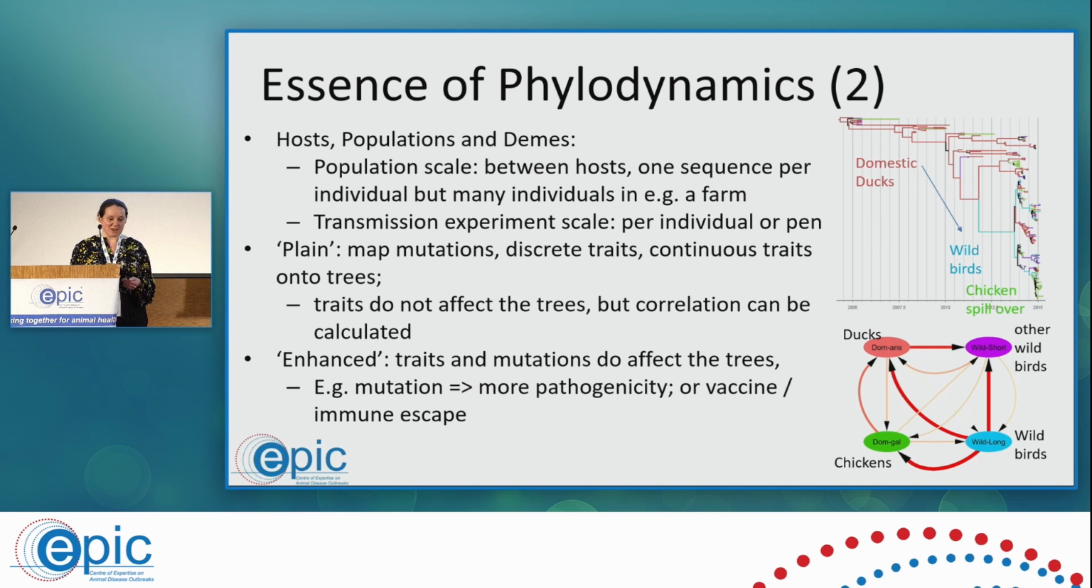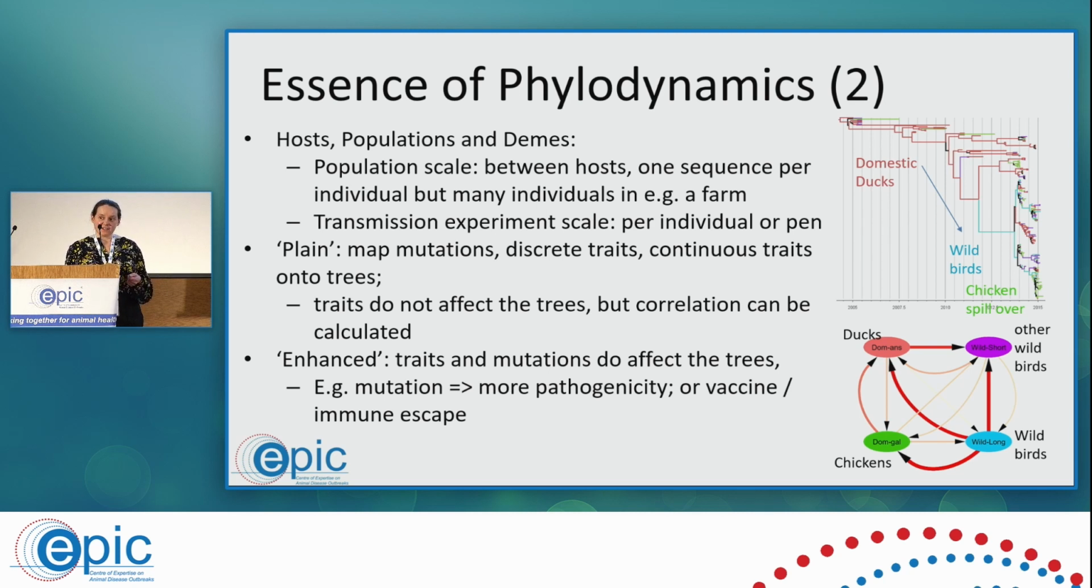So we have the red domestic ducks at the top, which are being transmitted to the blue migrating wild birds, which are then being transmitted finally to the chickens in a kind of chicken spillover event. And the picture underneath, so I'm colouring the tree, but the reason I'm colouring the tree is so that you can see what the inferred host population was for that transmission pattern.